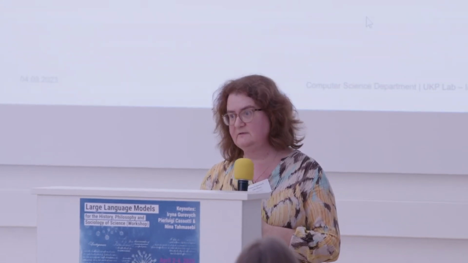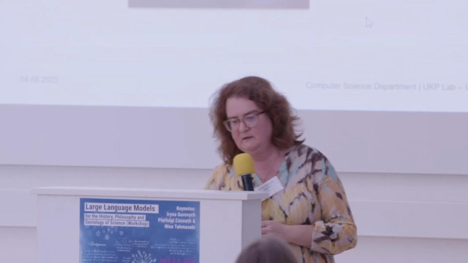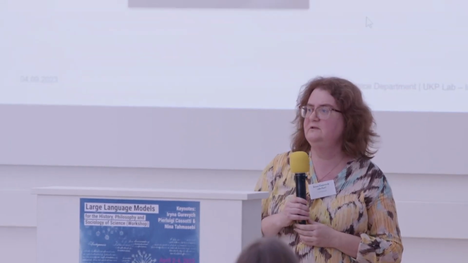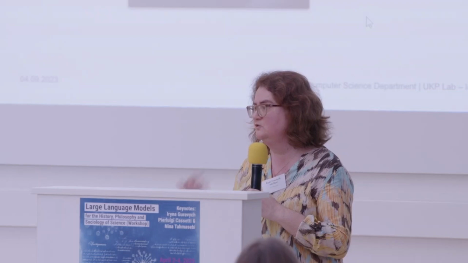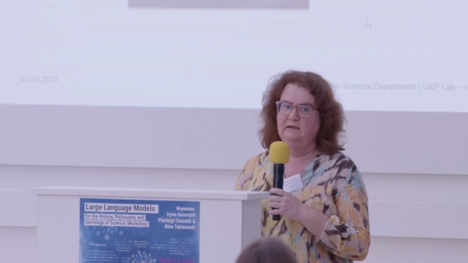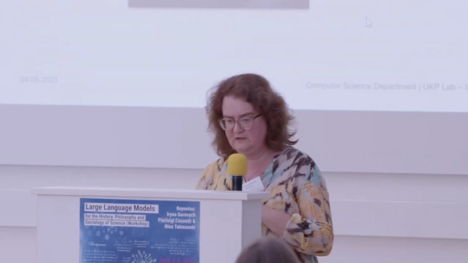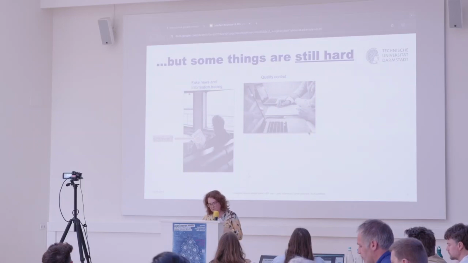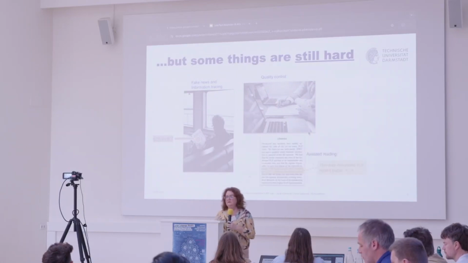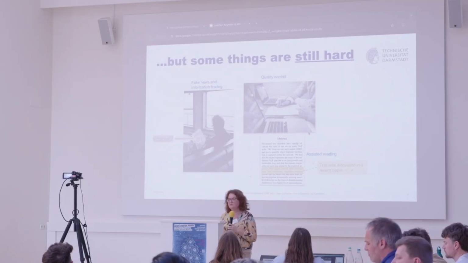However, despite all of this progress, as I said, some things are still very, very hard to support with technology. For example, the problem of misinformation and so-called fake news. It's extremely hard to trace the origin of information and to assess the quality of the sources, and AI cannot really help us here. It rather makes everything even worse, because AI can be easily misused for generating false information, intentionally or unintentionally. And we still have very few tools for quality control of texts and for assisting the reading of long texts by means of AI.